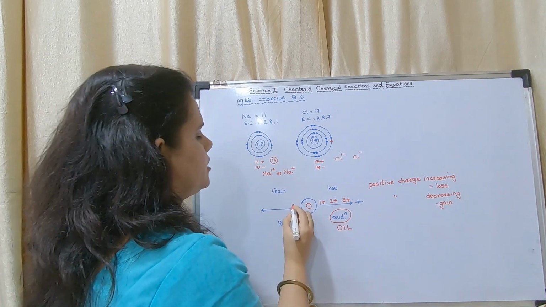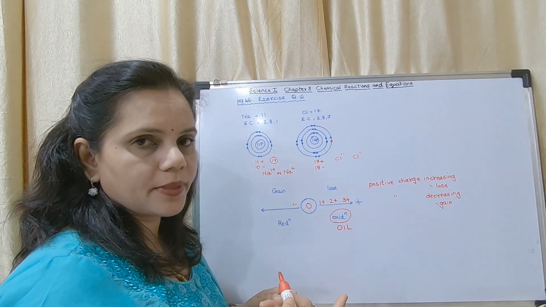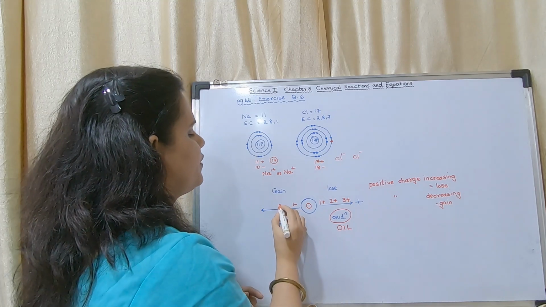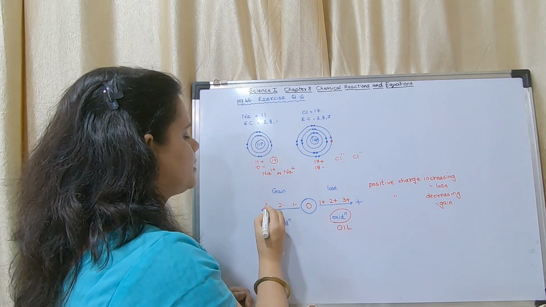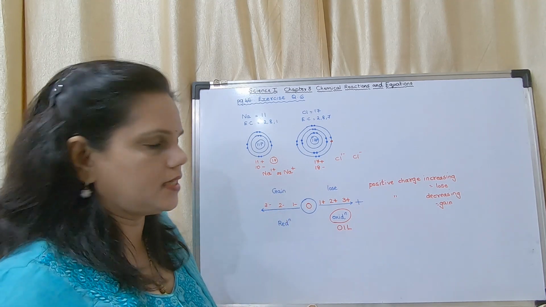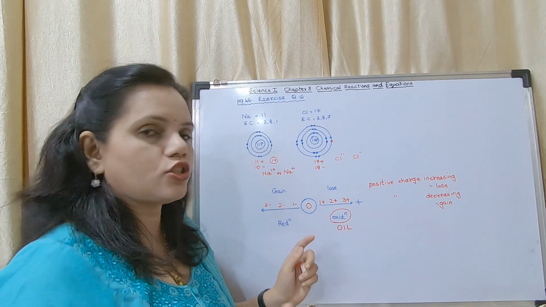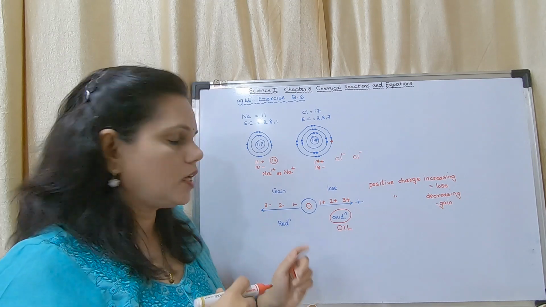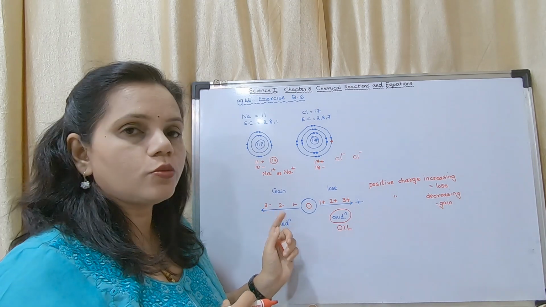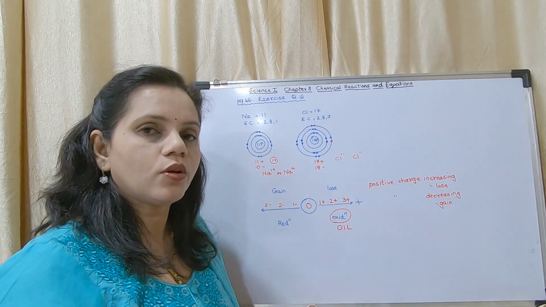If it gains 1, it becomes 1 minus. If it gains 2, it becomes 2 minus. If it gains 3, it becomes 3 minus. Now if it has to get converted from 1 minus to 2 minus, it has to gain 1 more. 2 minus to 3 minus, it has to gain 1 more. 3 minus to 2 minus, it has to lose 1. 2 minus to 1 minus, it has to lose 1.